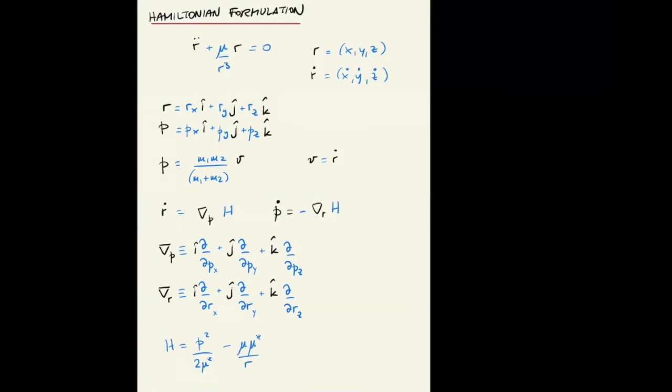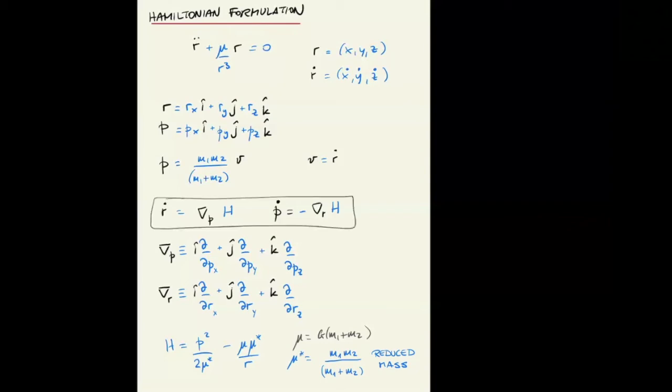p squared over 2 mu star minus mu star mu over r, where, as previously, mu is G times m1 plus m2, but we have a new quantity here, which is mu star, which is a reduced mass. This quantity h here is the Hamiltonian of the two-body problem. So we replaced now the 3 coupled second-order differential equations, which are these ones, by an analogous system of 6 coupled first-order differential equations given by the Hamiltonian equations of motion.